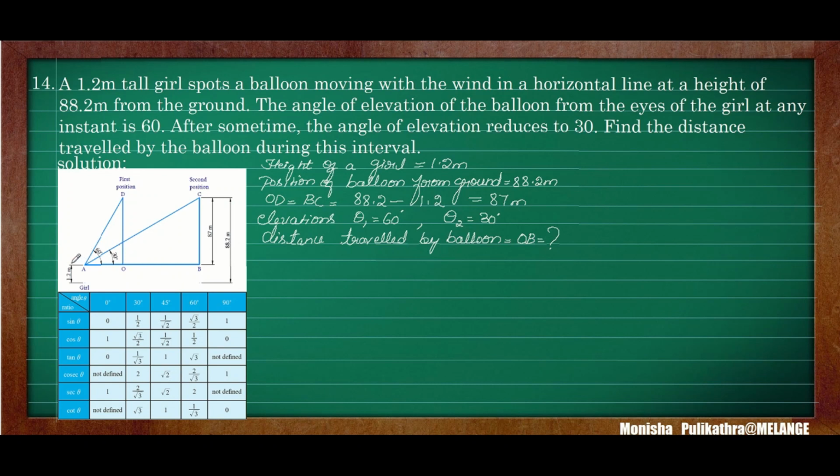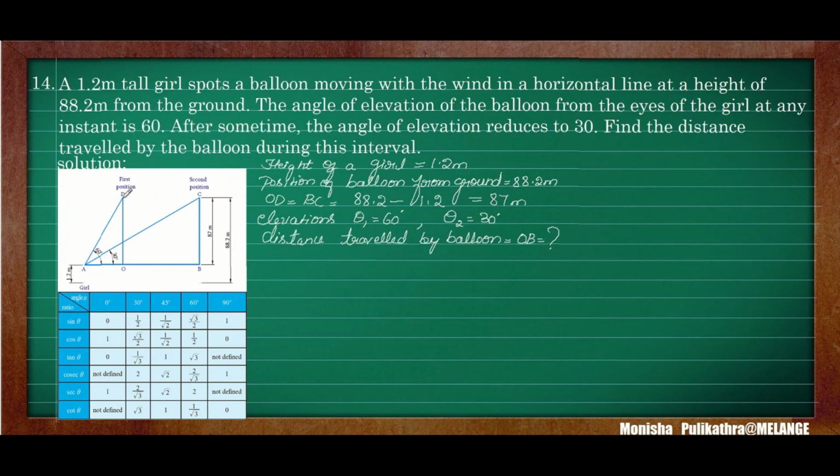But the line of sight means the straight line from the eyes of the girl. So this is the straight line, which is not the ground. So this is 1.2 meter. If this is 1.2 meter and the whole height of the balloon is 88.2 meter, we need to find the distance of this. So we need to subtract 1.2 from the whole distance. That will give you the value of OD and BC, which is the height of the balloon from the line of sight, the horizontal line. So 88.2 minus 1.2 gives 87. So OD and BC, the height, is equal to 87 meter.